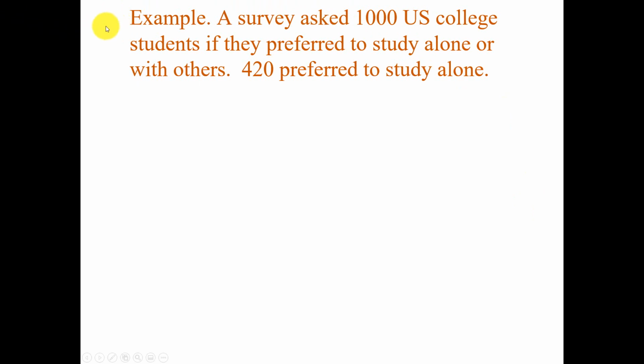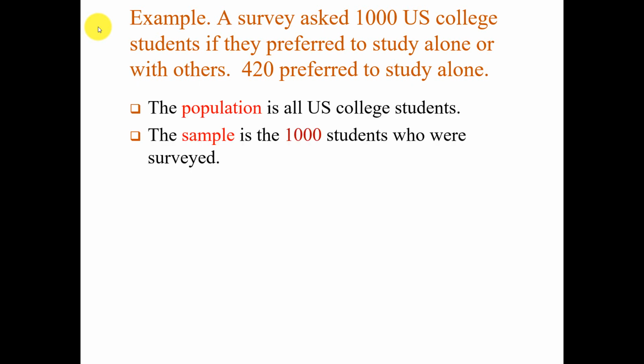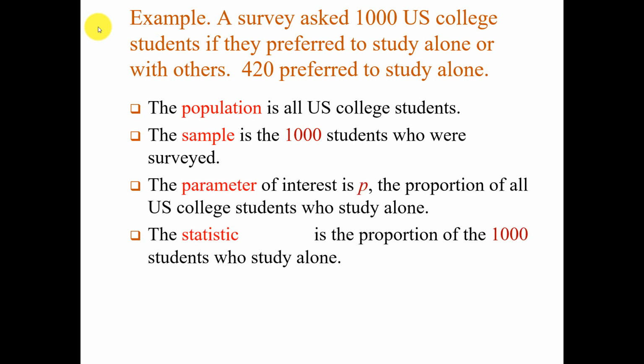So, an example. A survey asked 1,000 U.S. college students if they preferred to study alone or with others. 420 preferred to study alone. So, we know that the population is all U.S. college students, and the sample is 1,000 students who were just surveyed. And the parameter of interest is P, the proportion of all U.S. college students who study alone. And the statistic is the proportion of the students who study alone. And that's 0.42. So 420 divided by 1,000, that's equal to p-hat equaling 0.42.